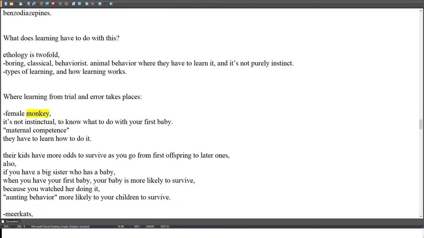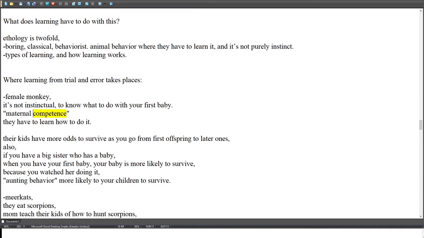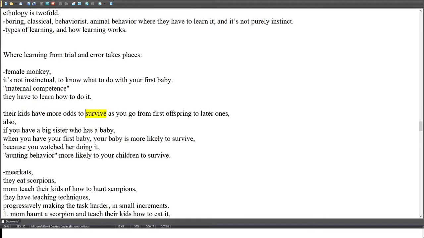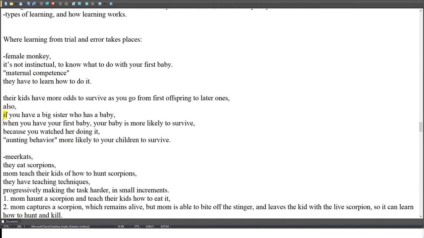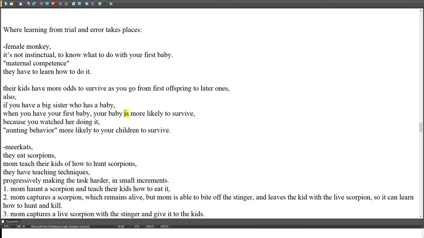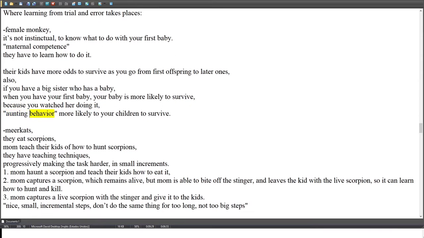Female monkey. It's not instinctual to know what to do with your first baby. Maternal competence. They have to learn how to do it. Their kids have better odds of survival as you go from first offspring to later ones. Also, if you have a big sister who has a baby, when you have your first baby, your baby is more likely to survive, because you watched her doing it. Anting behavior: more likely for your children to survive.